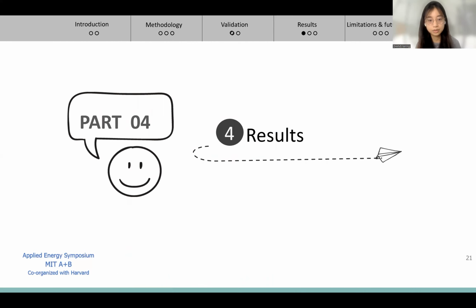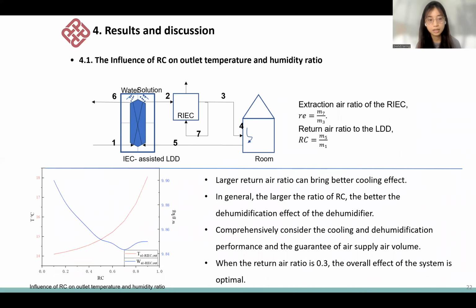Fourth is the result. First result is about the influence of RC on outlet temperature and humidity ratio. RC is the return air ratio from the room to the LDD. It is also the secondary air to primary air mass flow ratio in the LDD. The result can be shown here.